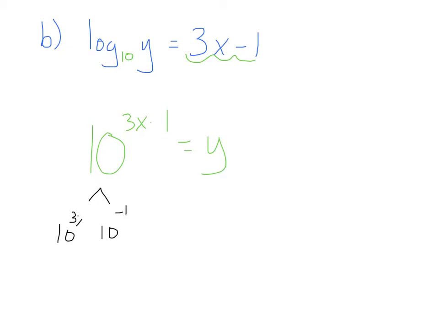Because remember, when you have side by side, you add the powers. 3x plus negative 1 is really 3x minus 1. Now, why did that help us? Well, what's 10 to the negative first power? Well, that's just really 1/10.